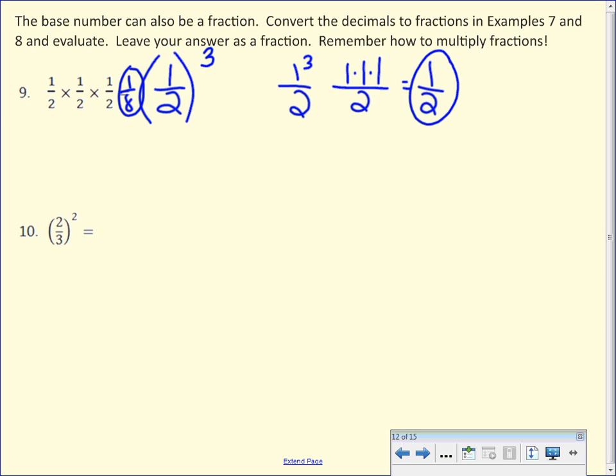Number 10, how would we write that as an equivalent expression? 2/3 times 2/3. How would we solve that? 2 times 2 is? 3 times 3 is? 9. Thank you!